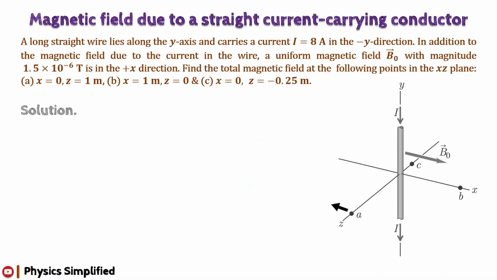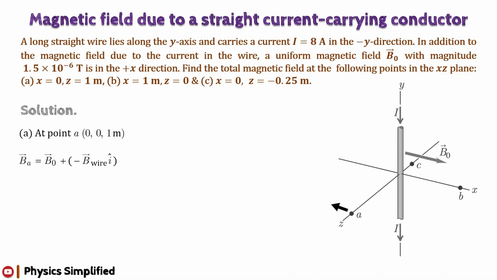Let us now solve the problem. For part A of the problem, the coordinates of the point A are given by 0, 0, 1 meter. The net magnetic field at this point is given by vector B_A is equal to vector B0 plus negative of B_wire i hat. The negative sign is in accordance with the direction of the vector B_wire at point A.